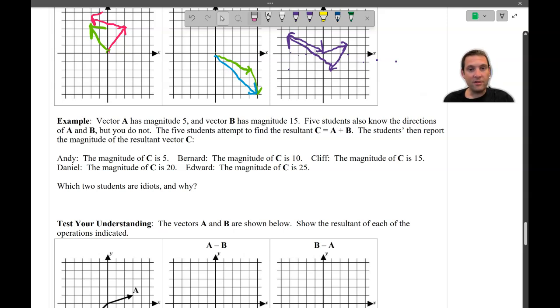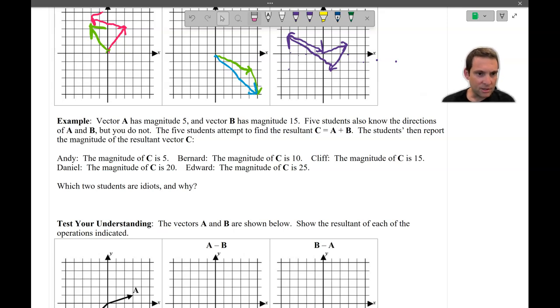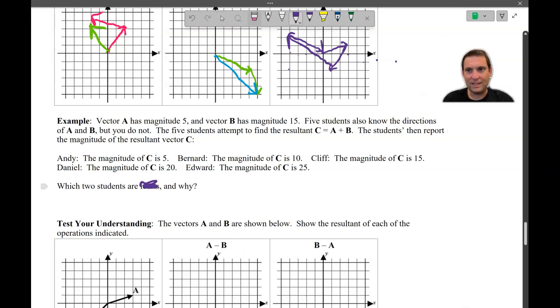Vector A is magnitude 5, B is 15. Students know the directions of A and B, but you don't. The 5 students attempt to find the resultant. C equals A plus B. Students then report that the magnitude of the resultant vector C. Andy says the magnitude is 5. Bernard says the magnitude's 10. Cliff says the magnitude's 15. Daniel says 20, and Edward says 25. Which two students are idiots? Oh, that's not nice. Don't call people idiots. Again, not made by me.